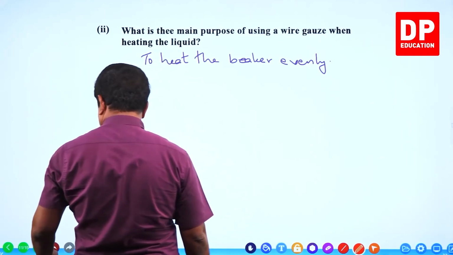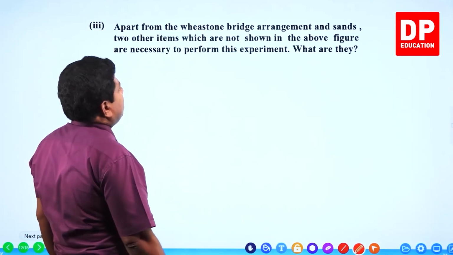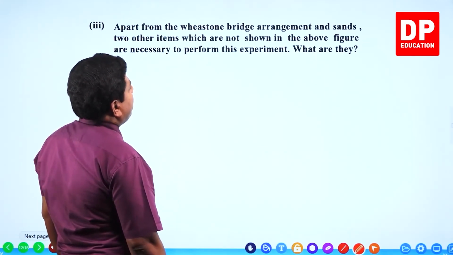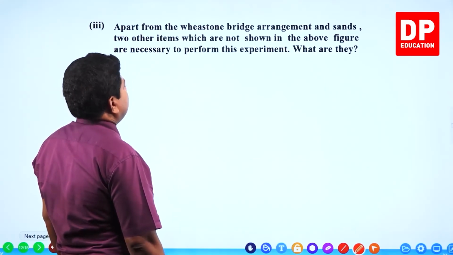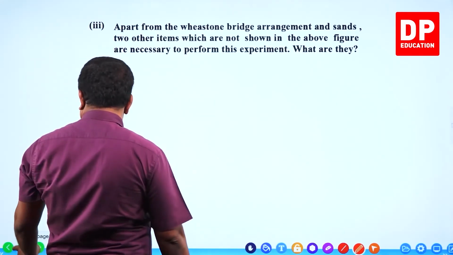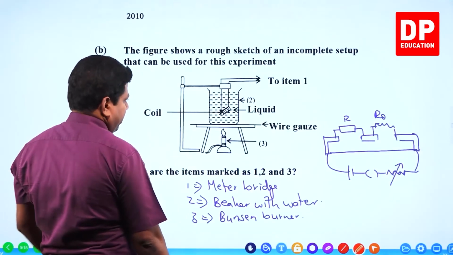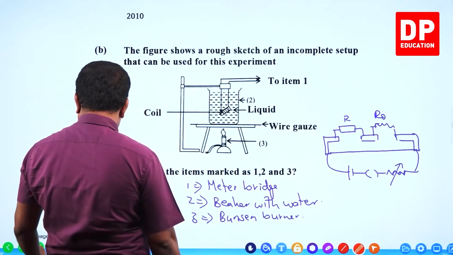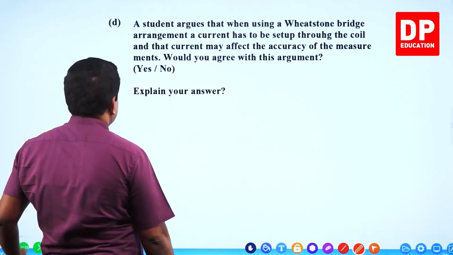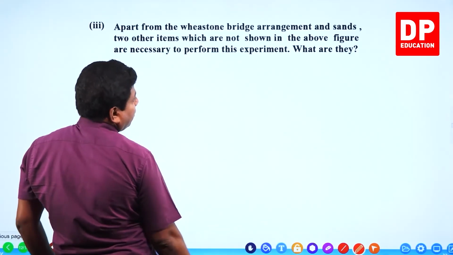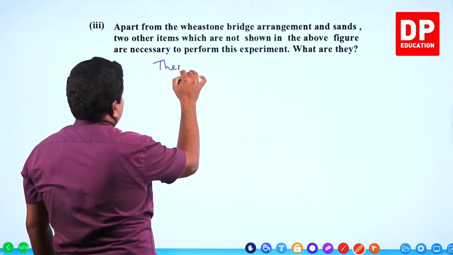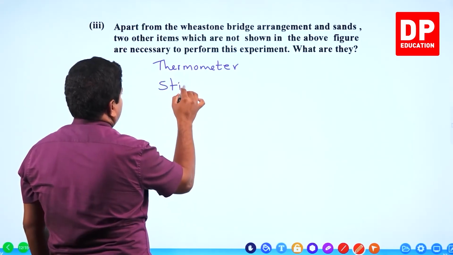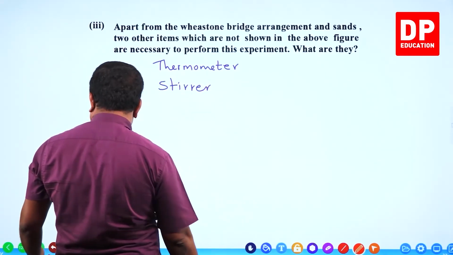Next, apart from the Wheatstone bridge arrangement, two other items which are not shown in the above figure are necessary to perform this experiment. What are they? I think like the previous experiment, here also they did not mention the thermometer and the stirrer. That's what they're asking. See, same question. That's the importance of doing past papers. Same. What is it? Thermometer and stirrer. I already explained the purpose of using these two.